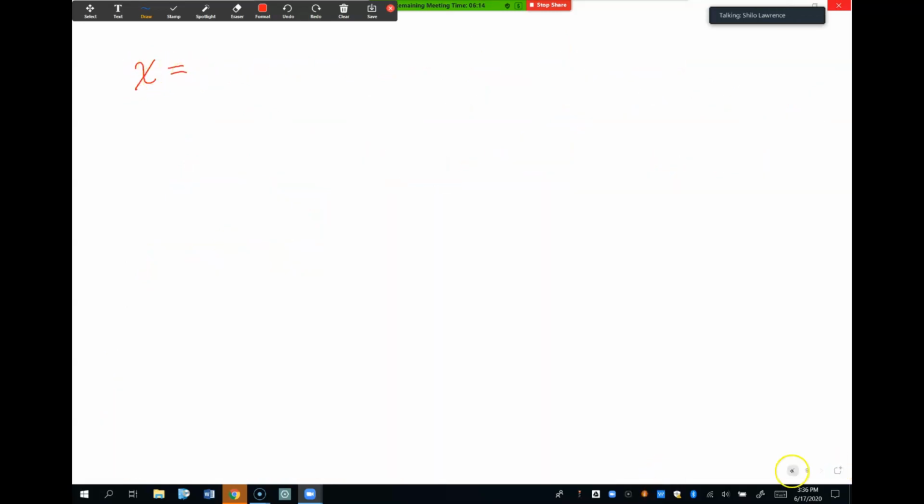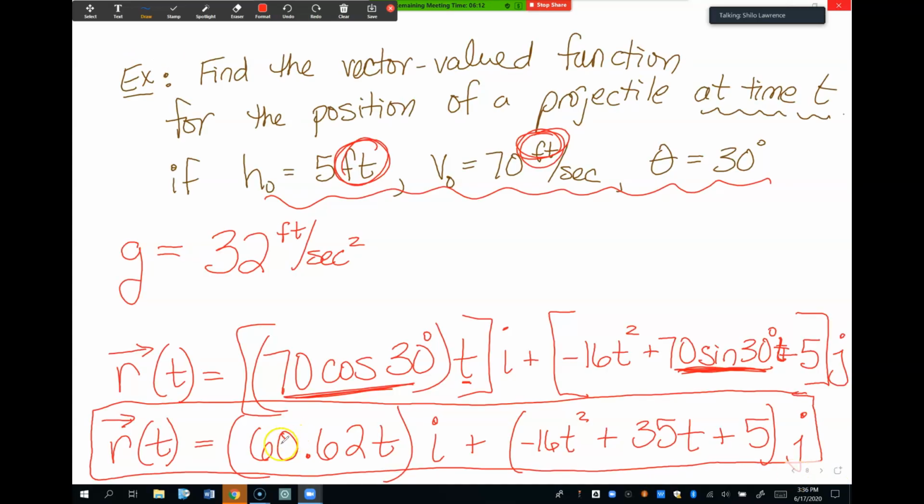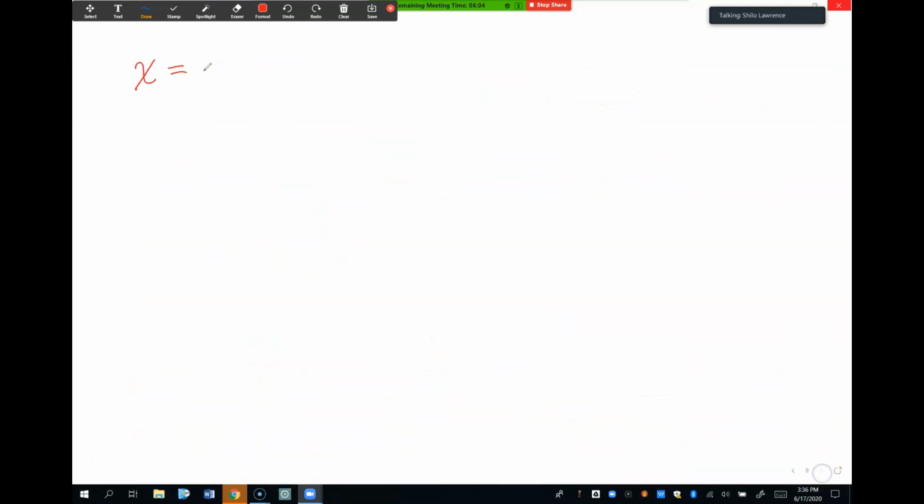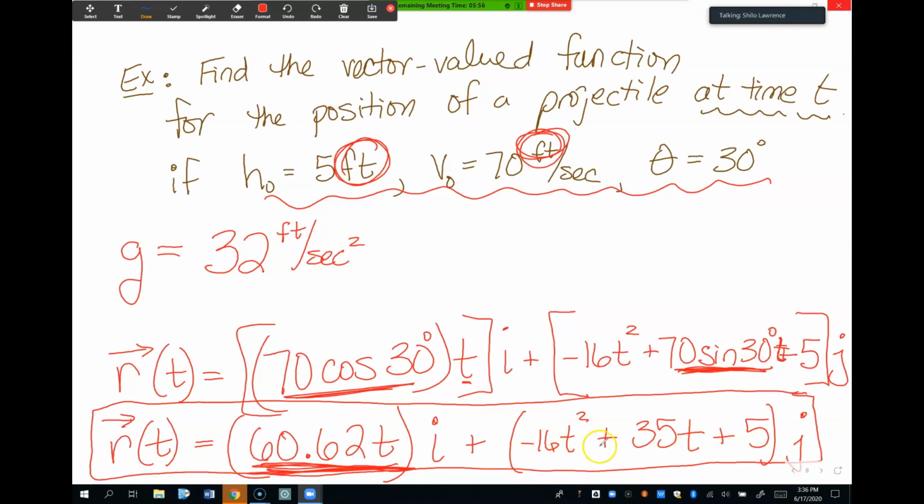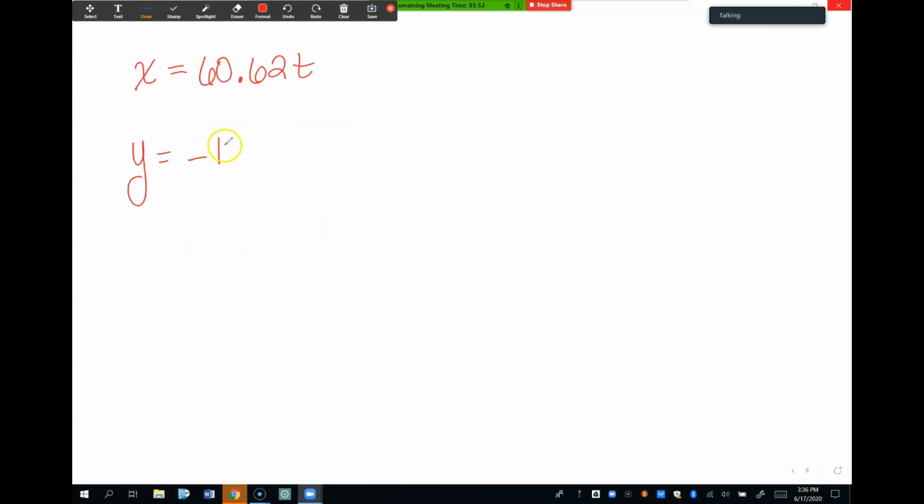So if I pull my I and J component apart, what this is telling me is that my X value is going to be dictated by this formula, 60.62T. And my Y coordinate is dictated by the J component. So negative 16t squared plus 35t plus 5.